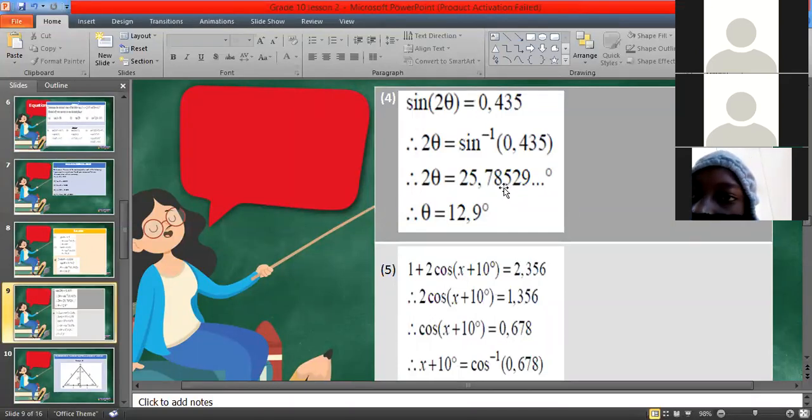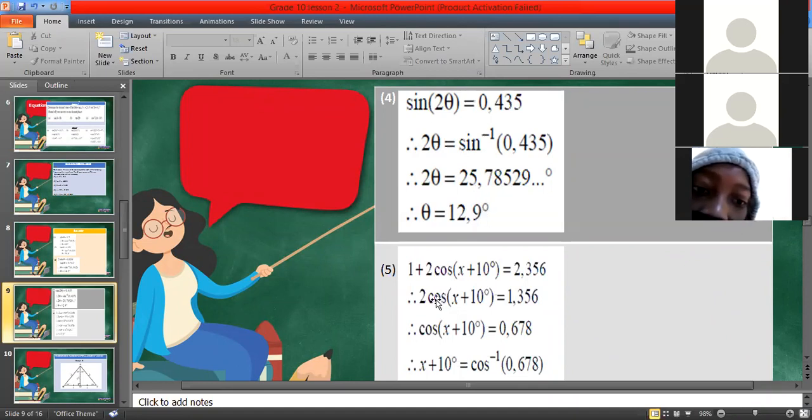And after that, you then have to do what? Divide both sides by 2. So to find your theta, you have to divide both sides by 2. Then you're going to have 25,78529 divided by 2, and that will give you 12,9 degrees in 1 decimal place.